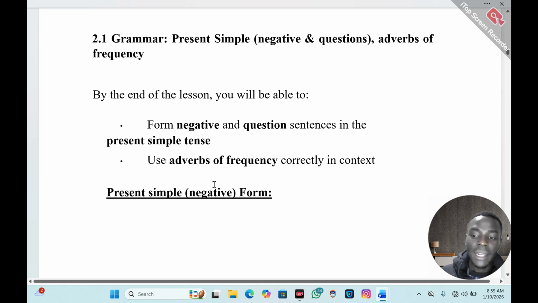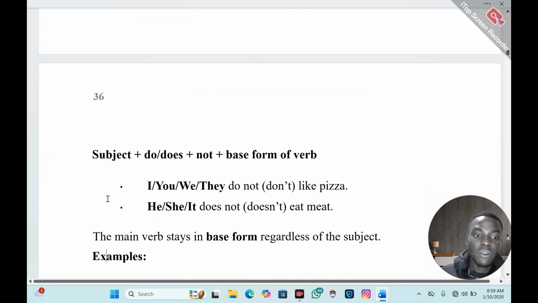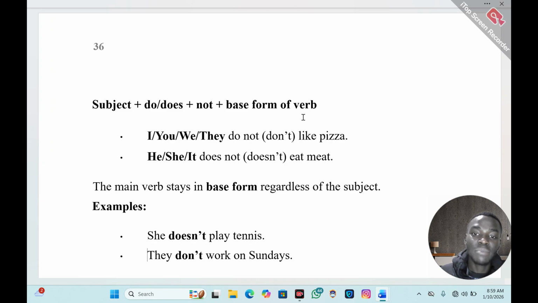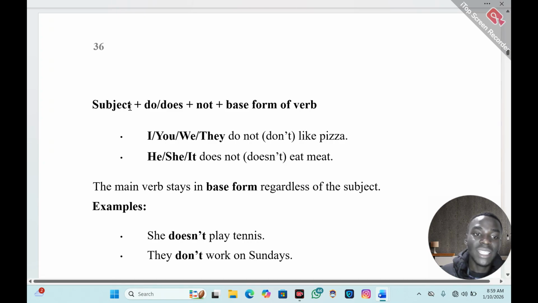Now, let's start from the first point, how we form negative sentences in the simple present tense. In simple present tense, when we are forming negative sentences, we take the subject, and then we add do or does, and then we add not plus the base form of a verb. I repeat once again, when we are forming negative sentences in the simple present tense, we take subject plus do or does plus not plus base form of a verb.